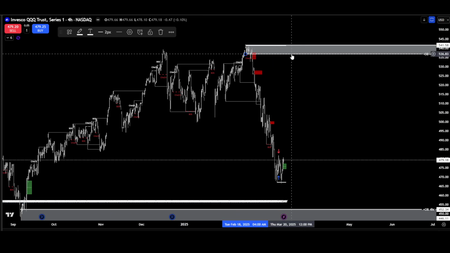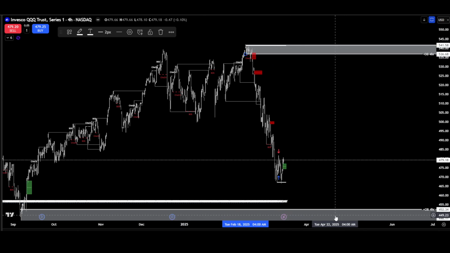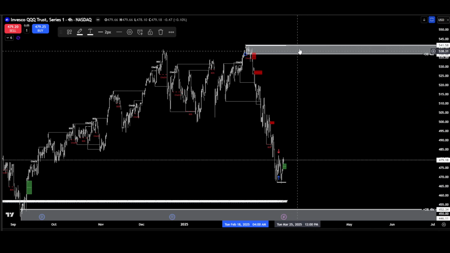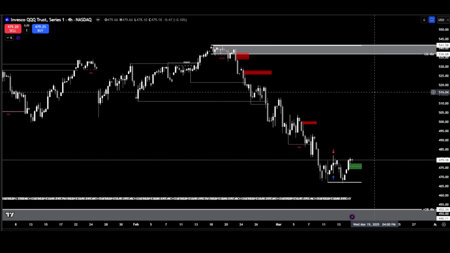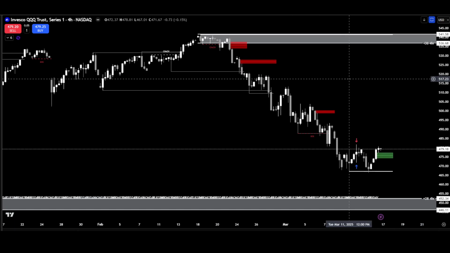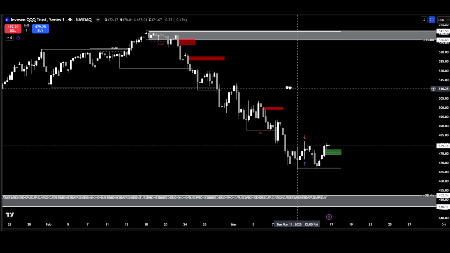I just want to know, this is my resistance. This is my support, right? So I know that there's a little bit of room left before we hit support. There's a lot of room left before we get back to resistance. Okay, then I'm going to open this up or zoom out so I can see these candles a little bit better.